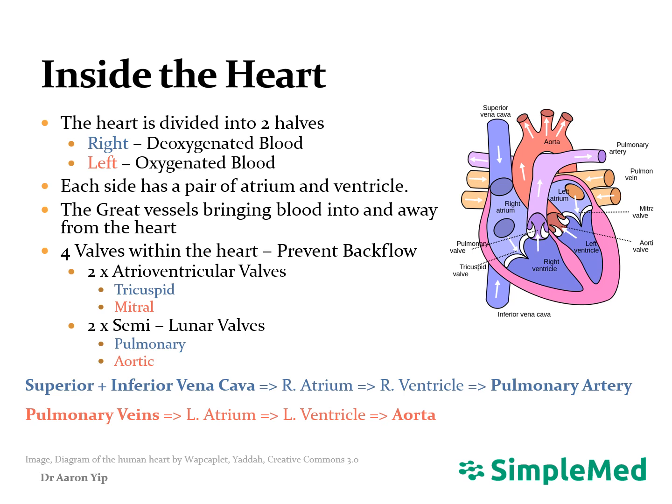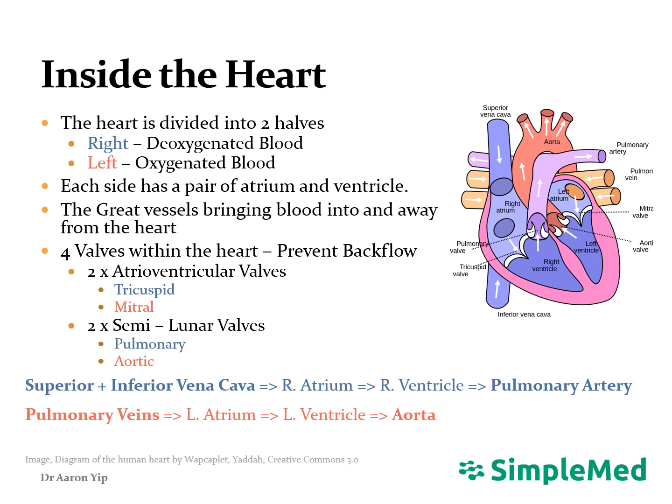We also have 4 valves within the heart: 2 atrioventricular valves between each pair of atrium and ventricle, and 2 semilunar valves found between the ventricle and its corresponding great vessel. Let's have a look at how blood flows through the heart.